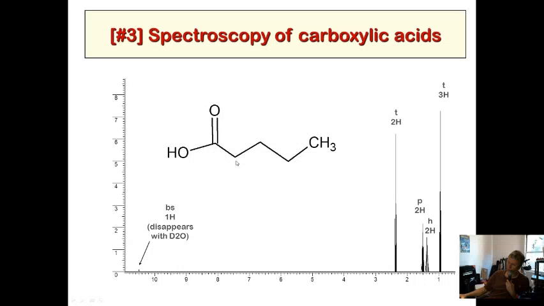What's the splitting of this guy? It should be a what? Should be a triplet, because there's 2 H's next door. So 2 plus 1 is a triplet. What's the splitting of this guy, the CH3? Well, it's also a triplet, because there's a CH2 next door. 2 plus 1 is 3. So these guys are triplets.